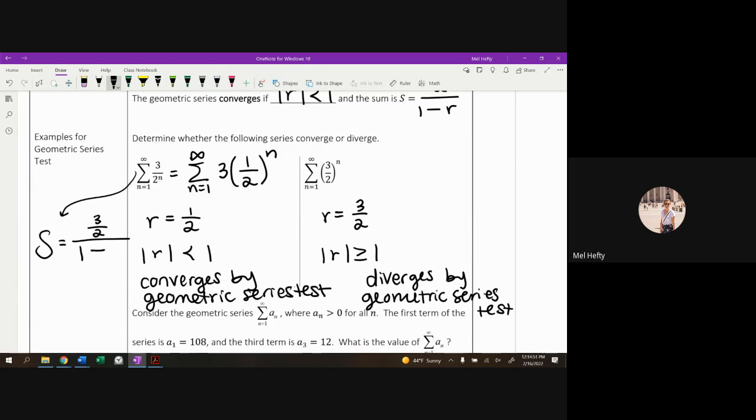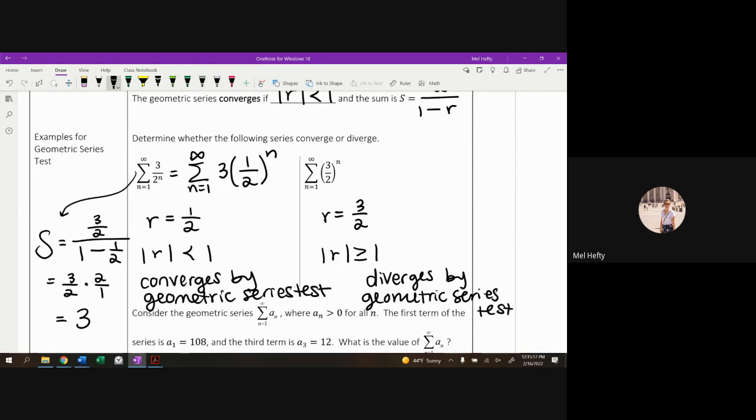1 minus my common ratio, which we already identified as 1/2. So this is 3 halves on the top, 1/2 on the bottom. So I'm going to multiply by the reciprocal. Hey, remember that one that looked like it converged to 3? It does. We did it. All right, most of the time, this is the stuff that we're going to do.